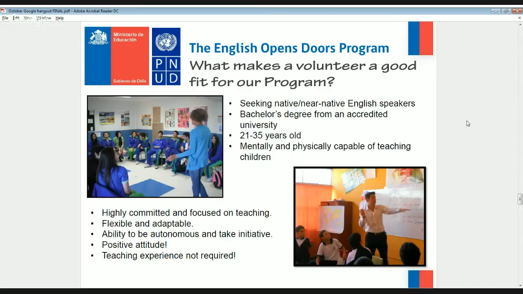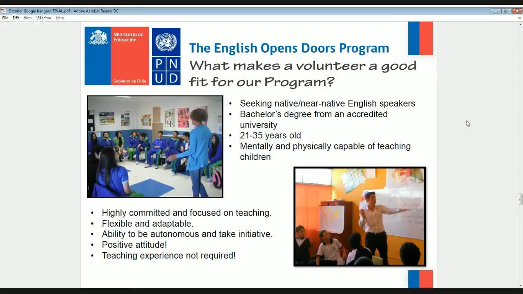We also require that our volunteers are mentally and physically capable of teaching children. And then some other points that we want to highlight for you is that many of our successful volunteers, when they join our program, they're joining because they are highly committed and they have a focus on the teaching aspect of this experience. What we're looking for are volunteers and candidates who have a similar motive to what we have in placing the time, the heart, and the attention toward those schools that really need that support and really need that dedication.